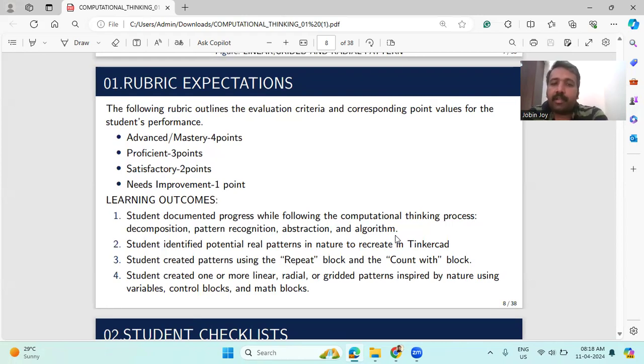And if the level of documentation is in the range of advanced or mastery, they will get 4 points. But if the student is in the needs improvement criteria, then they will get only 1 point. If the level is satisfactory, then they will get 2 points. If the student is proficient, then he will get 3 points. So through this evaluation rubric, I am evaluating the performance of the learner.